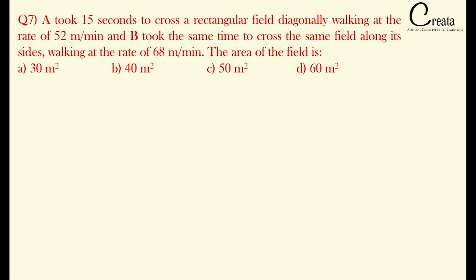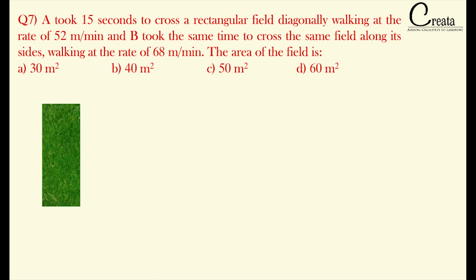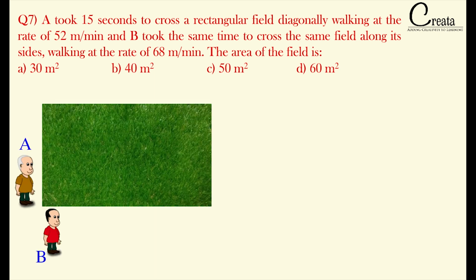First step, we will observe and visualize the question. This question is talking about two persons, A and B. And this question is also talking about a rectangular field. A and B both are crossing this rectangular field. A is crossing this rectangular field along the path of the diagonal, while B is crossing this rectangular field along the boundary of this field.